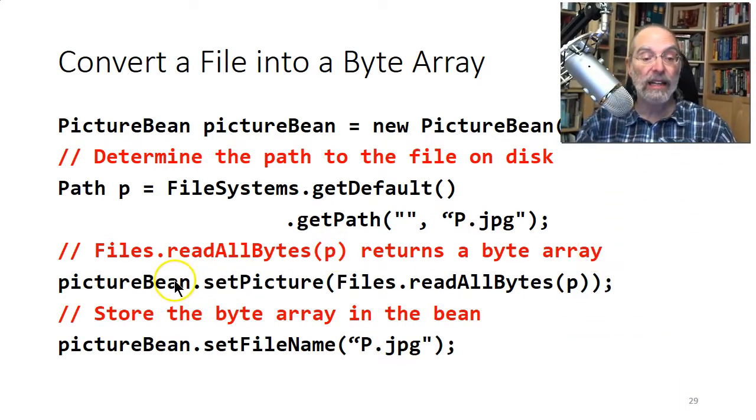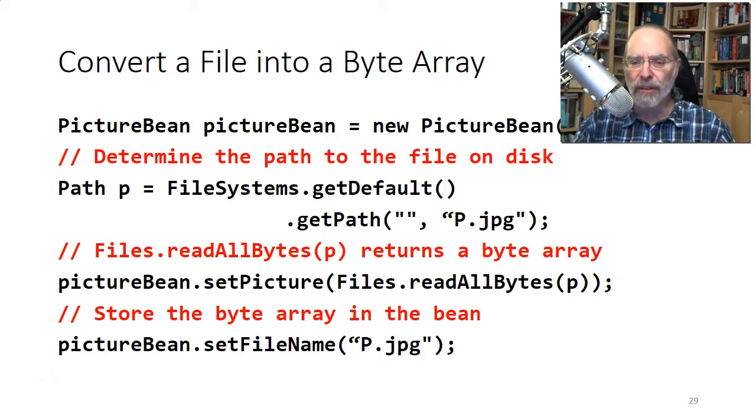And we can see here that I'm using my set picture with the Files.readAllBytes. This is a great convenience because what it does simply is access the file referred to in the path P and returns it as a byte array, which is exactly what we want. So our byte array now goes into our picture bean, and we finish it up by placing the name of the file into our bean.